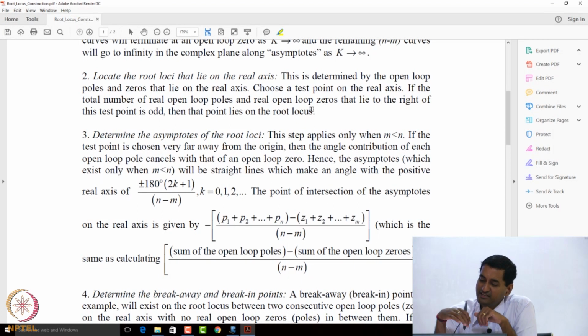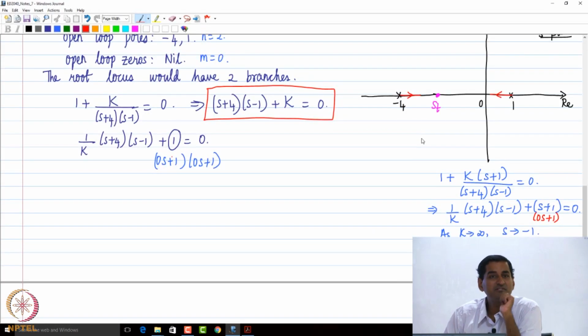Now, let us look at the first statement here, right. This is determined by the open loop poles and open loop zeros that lie on the real axis, right. Why is that true? Why, I can have complex conjugate open loop poles and complex conjugate open loop zeros, right. But it so turns out that if I have complex conjugate open loop poles and complex conjugate open loop zeros, their angle contribution to any test point on the real axis would be, you can call it either 0 or an even multiple of pi, it will cancel off.